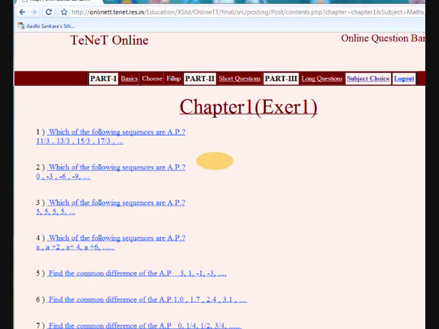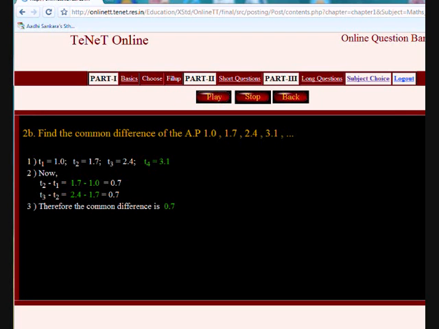Here are the chapter 1. Question. Find the common difference of the arithmetic progression 1.0, 1.7, 2.4, 3.1, and so on. Answer.